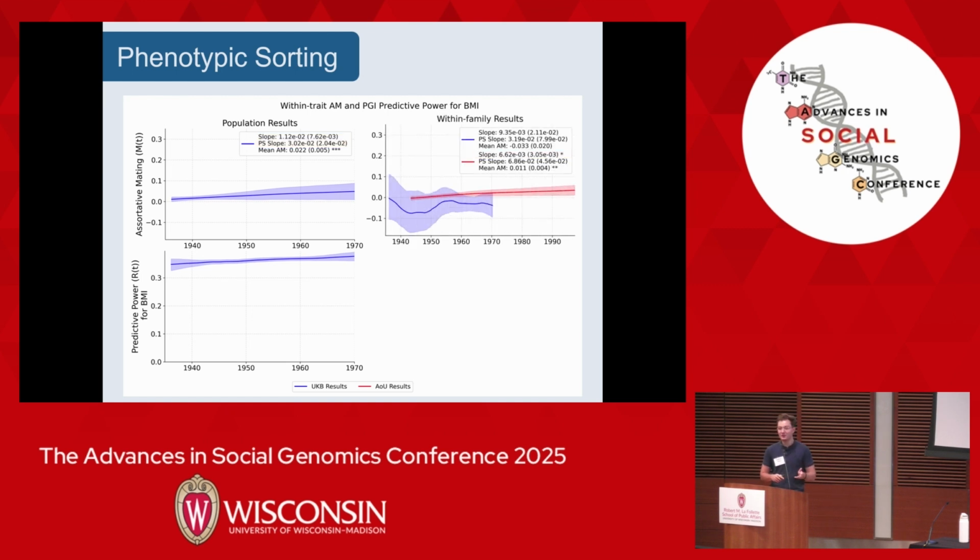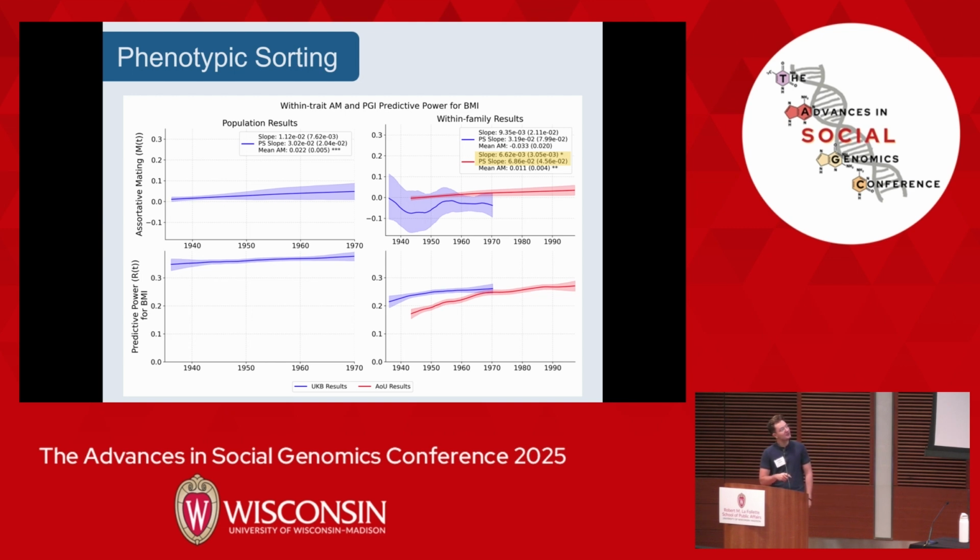However, we have a slightly different story when we look at our estimates using family-based PGIs. Particularly if we look right here, we have a significant slope. So we say that within trait assortative mating for BMI, when we apply these family-based PGIs in the All of Us data set, this red trend line right here, we're saying that that level of genetic sorting is increasing over time. However, let's look at our PGI predictive power for those same PGIs that we used to generate those genetic sorting estimates. We see that it looks like it's increasing over time, right?